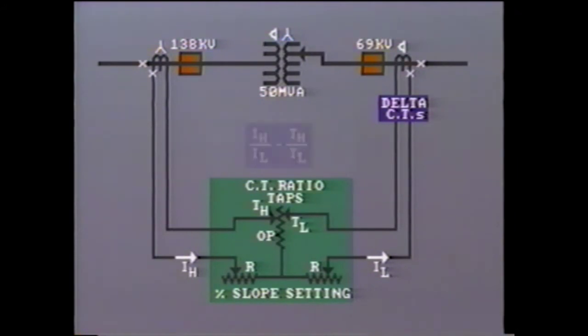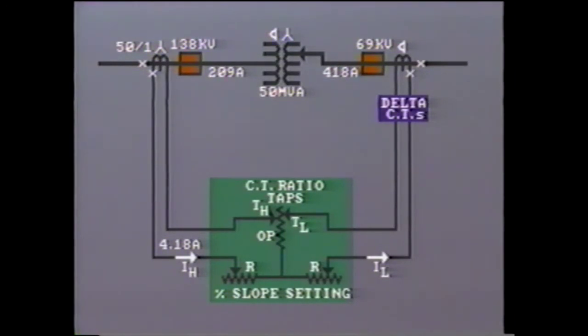That is IH over IL minus TH over TL. Let's look at our example again. We have a 50 MVA transformer, and the line voltage on the primary side is 138 kV. So the line current comes to 209 primary amps in each line. If we assume the ratio of the primary CTs to be 250 to 5, that is 50 to 1, then we have 4.18 amperes passing through the primary side restraint winding of the differential relay.